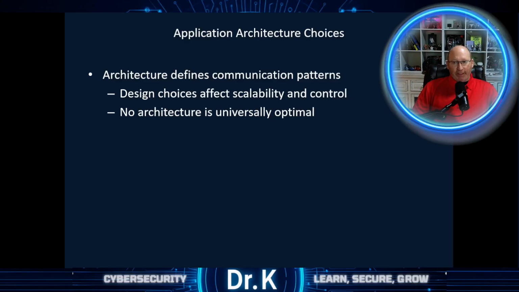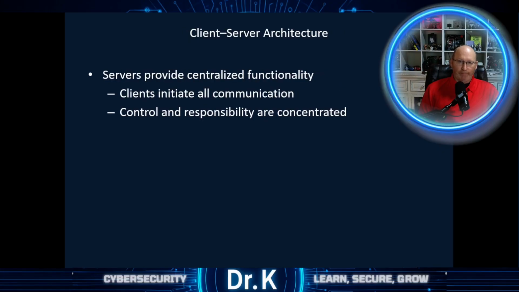At the application layer, architecture determines how systems interact. This includes who initiates communication, where data is stored, and how responsibilities are divided. These decisions directly impact scalability, reliability, and manageability. A design that works for a small user base may fail catastrophically at a global scale. This is an important distinction. Not everything is one-size-fits-all. As a result, architecture selection is always a trade-off rather than a search for a perfect solution. There is no perfect solution, especially as technology moves forward.